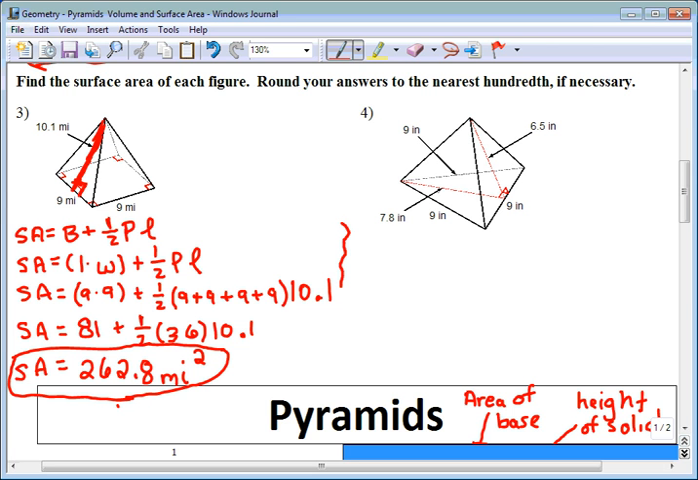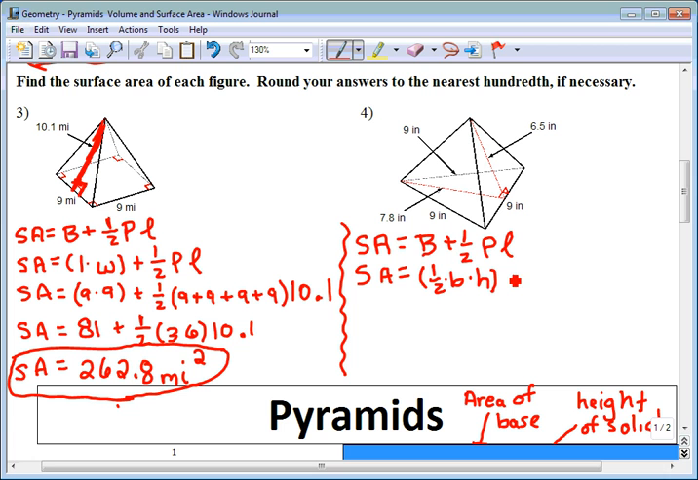Okay, we're going to do one last problem for the surface area of a pyramid. Once again, our formula is the area of the base plus 1/2 times the perimeter of the base times the slant height. In this case, we have a triangular base. So our formula for the area of a triangle is 1/2 little b times little h, representing the base and the height of the triangle itself.